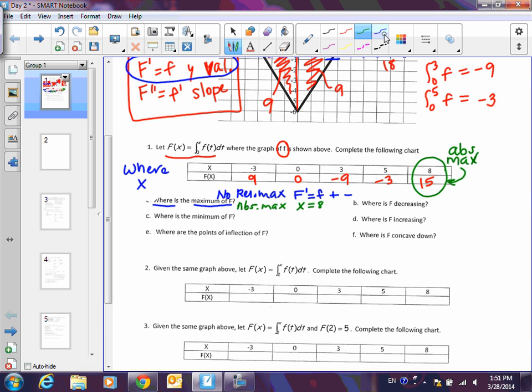All right, so I'm going to skip B for now and let's do C. Where is the minimum of F? Okay, so let's do the relative first. The relative min would be at x equals 3.